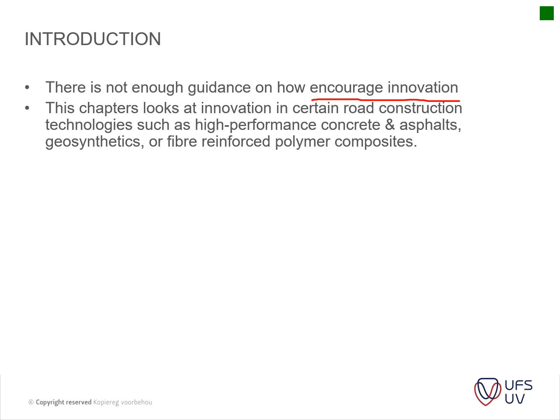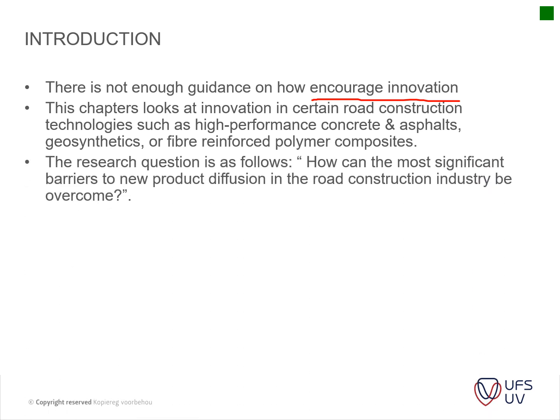The chapter looks at the innovation in certain road construction technologies, such as high-performance concrete, asphalt, geosynthetics, fiber-reinforced polymer composites, etc. The research question is as follows: how can the most significant barriers to new product diffusion in the road construction industry be overcome?